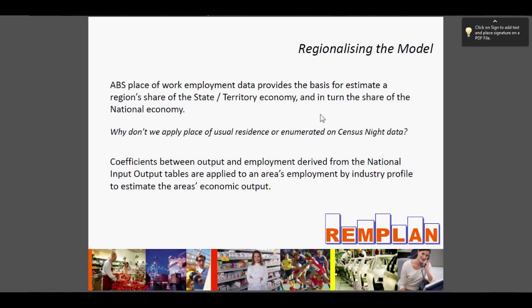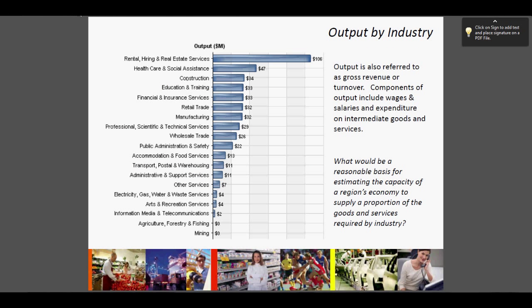Okay, so basically, to regionalise a model, we're looking at the total output generated by an industry and the total number of jobs associated with that sector, and we can then work out a coefficient between jobs and output. Then we look at the employment profile for your area and apply those coefficients to estimate, given a certain number of jobs in a particular industry in your area, based on the latest national accounts data, that those jobs would be generating output of a particular value. So there's an example of the output that's being generated by industries.